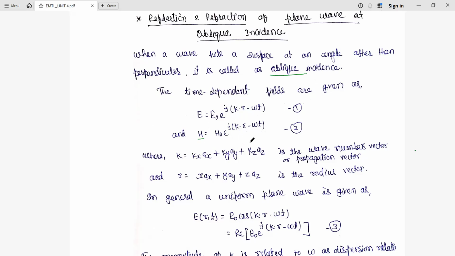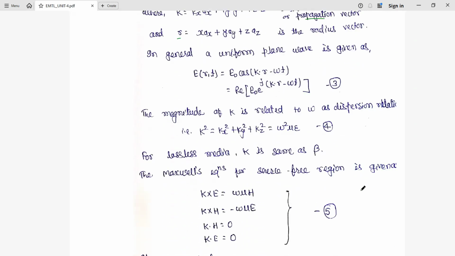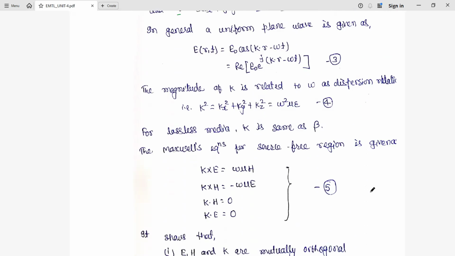This K is called the propagation vector, or it is also called the wave number vector. So K is given as Kx Ax plus Ky Ay plus Kz Az in three dimensions, and R is called the radius vector, which is given as X Ax plus Y Ay plus Z Az. In the case of a uniform plane wave, we can write it as a function of R and T: E of R comma T equals E naught cos (K·R minus omega t).